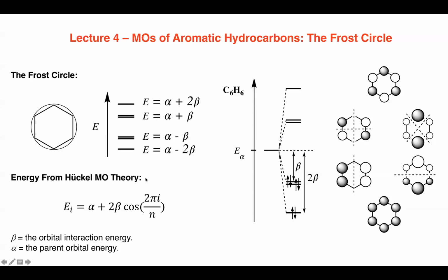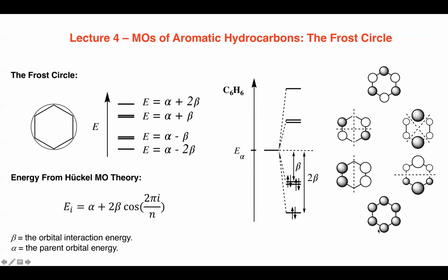These energies actually come from Huckel molecular orbital theory, and it has this 2 beta cosine 2 pi i over n, where i is an index, and n is the number of atoms in the ring. But I'm just putting it up here to show you that it varies as a cosine function, and that's why this Frost circle trick kind of works. So you can calculate the energy spacings using this equation, and we're going to do that in a little more depth in a few slides.